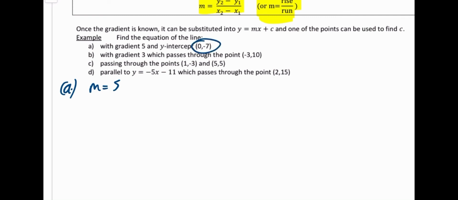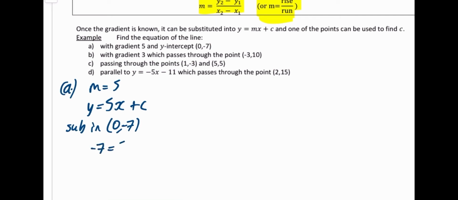If you go through the point 0, minus 7, that's on your y-axis. So minus 7 is on your y-axis. So that will be your intercept. But a lot of people don't like that. So we're just going to go with putting your m into your general equation, y equals mx plus c. And now we're going to just sub in 0, minus 7. So replace the x by 0 and replace the y by minus 7. So instead of y, you write minus 7. Instead of x, you write 0.